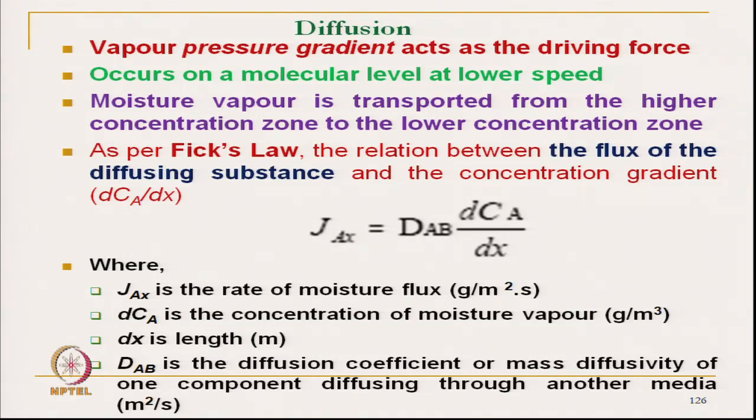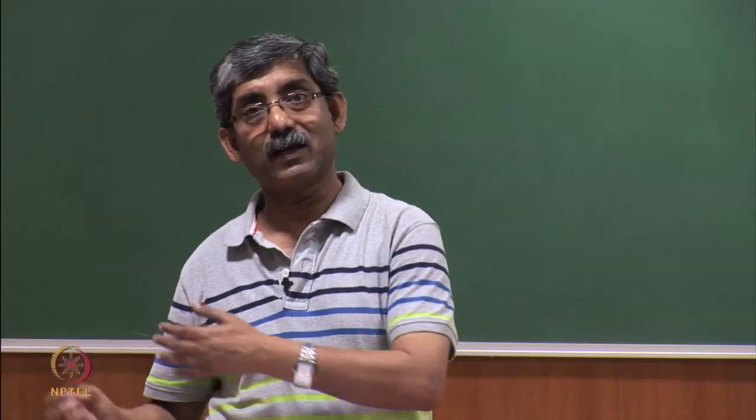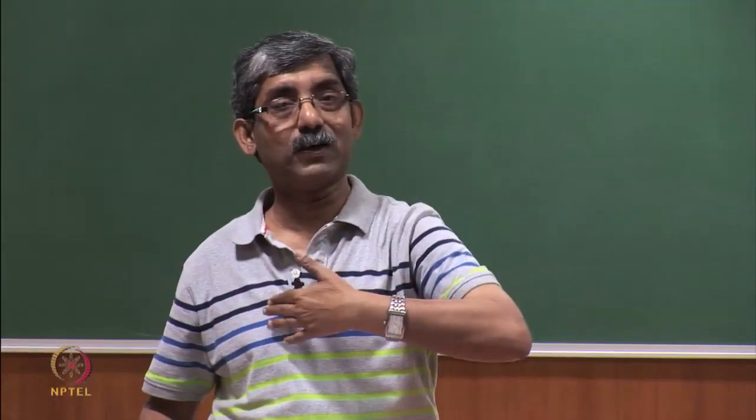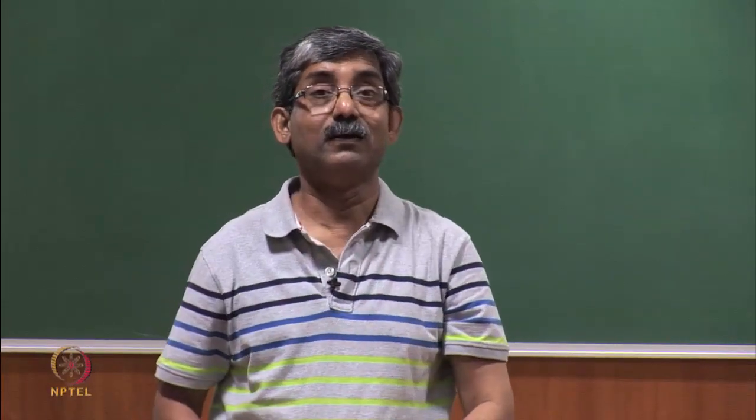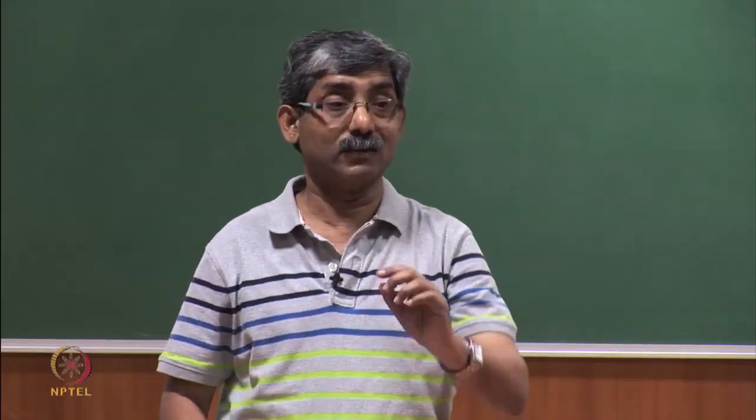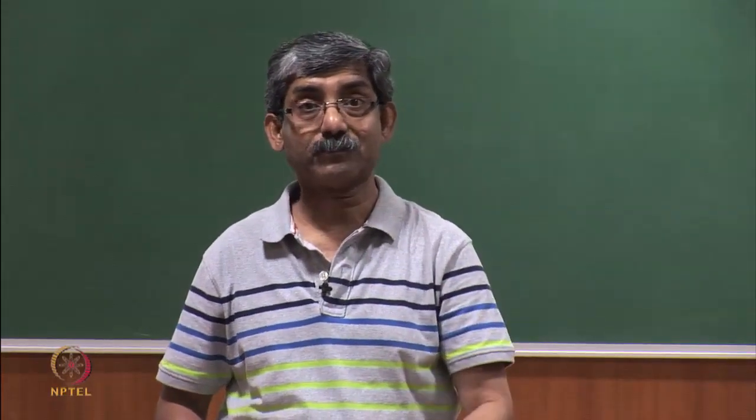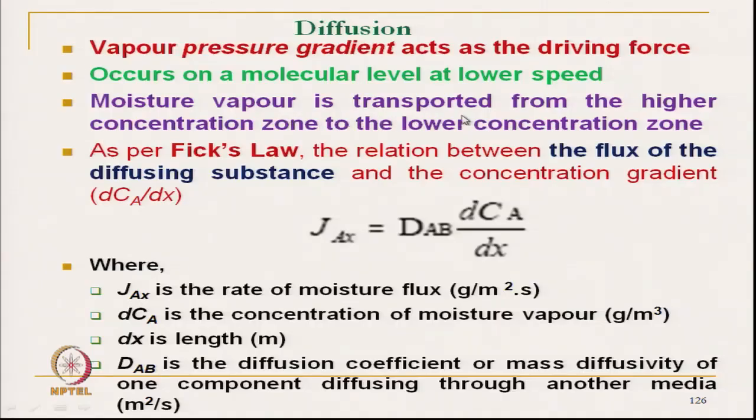At a lower speed, moisture vapor pressure gets generated due to the presence of moisture, and it pushes that vapor to the other surface. Depending on the pressure difference, the moisture gets transmitted. Moisture vapor is transported from the higher concentration zone, where the vapor pressure is high, to the lower concentration zone. So, it follows Fick's law.